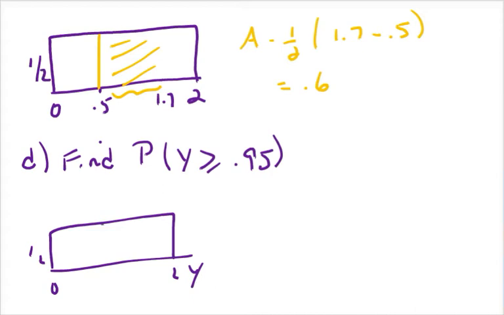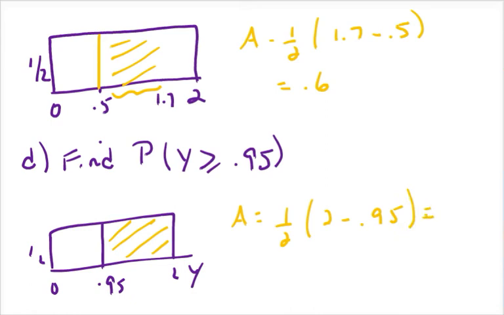And I'm after, here's 0.95, this area. And that area is equal to 1/2 times 2 minus 0.95, which equals 0.525, right? Because I'm trying to find this distance, and that distance is 2 minus 0.95. So that probability is 0.525.